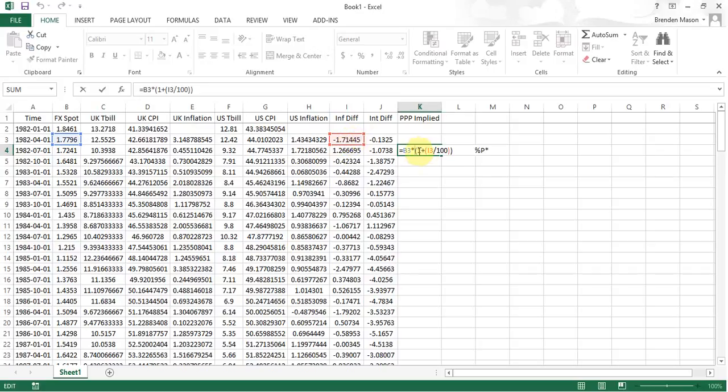How do you show that mathematically? That's what this formula does here. Here's the spot rate, B3. Here's column B, row 3. I'm going to multiply this by 1 plus this percentage change, or sorry, this percent right here. Now I need to get this in decimal. That's why I have this divided by 100. I could have created a separate column dividing this column by 100, but I chose not to do so. I can just do it in one step here.